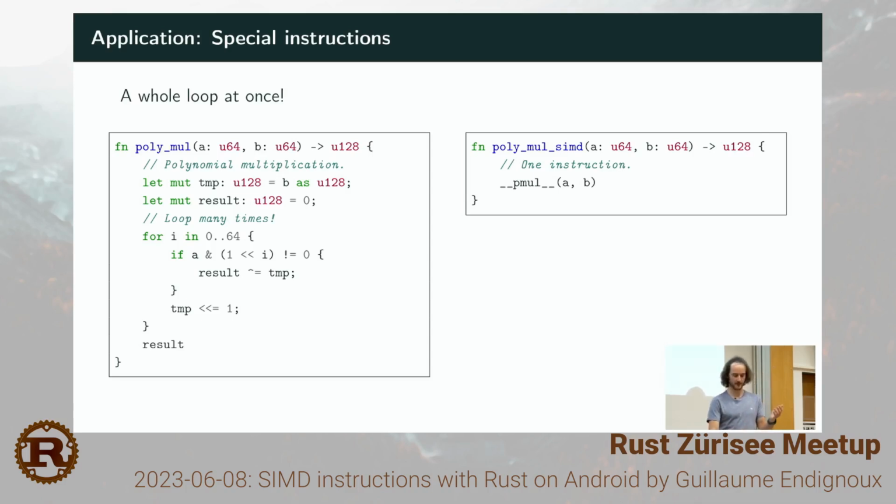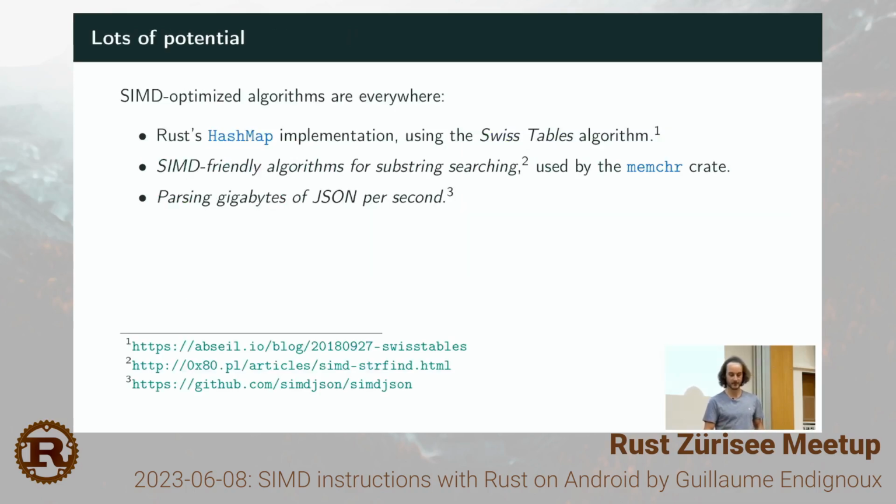So here on the left, you have this example of polynomial multiplication, which, again, is really a niche application for cryptography. But conceptually, if you want to handle the implementation, you need a lot of XORs and shifts and a whole loop. And here you have just one instruction doing that for you. So in short, with this building block of SIMD, you have optimized algorithms everywhere.